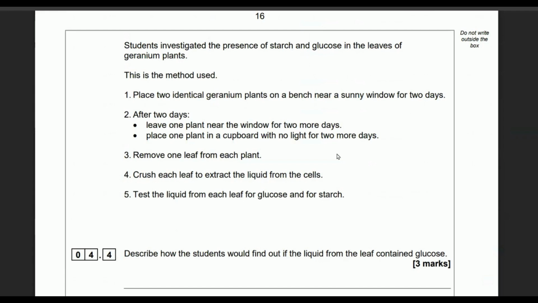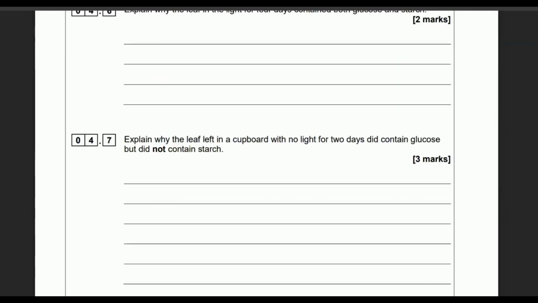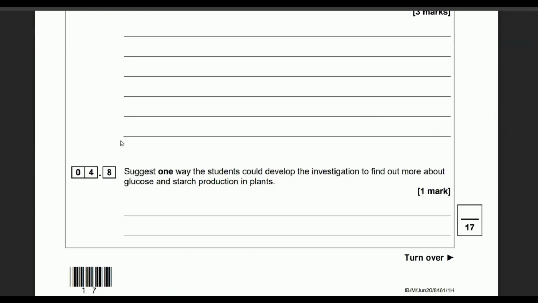They did them in the light and they did them in the dark. Maybe they could leave them longer in the light or leave them longer in the dark. Maybe they could do other plants because look, they use geranium. That's not all plants. So cool. We can add that as suggestions. So you normally find the answers to the suggestions hidden in the method. So use different species of plants, not just geraniums.